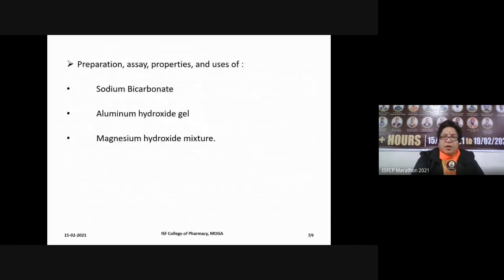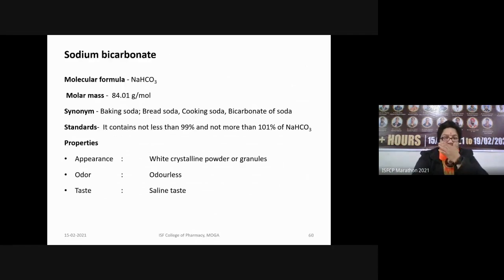Now कुछ एंटासिड्स के बारे में अब हम लोग डिस्कस करेंगे. सोडियम बाइकार्बोनेट, एल्यूमिनियम हाइड्रोक्साइड जेल, मैग्नीशियम हाइड्रोक्साइड मिक्सचर. What is sodium bicarbonate? Sodium bicarbonate is NaHCO3. It is the formula. Its molar mass is 84.01 gram per mole. Synonyms are baking soda, bread soda, cooking soda or bicarbonate of soda.